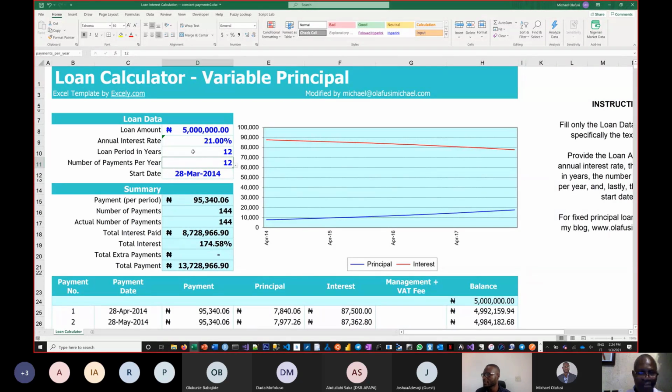So when is the loan starting from? Let's say the loan starts from 1st of January 2021. The moment I plug in all of this, you see they are in blue. Maybe I should have made them yellow, because people are much more conversant with understanding that something in yellow means they are supposed to touch it or edit it. So once I plug in those values, what instantly happens is that my template computes.